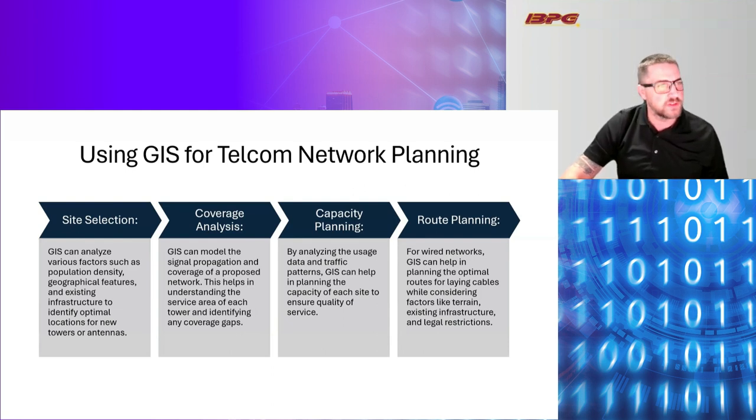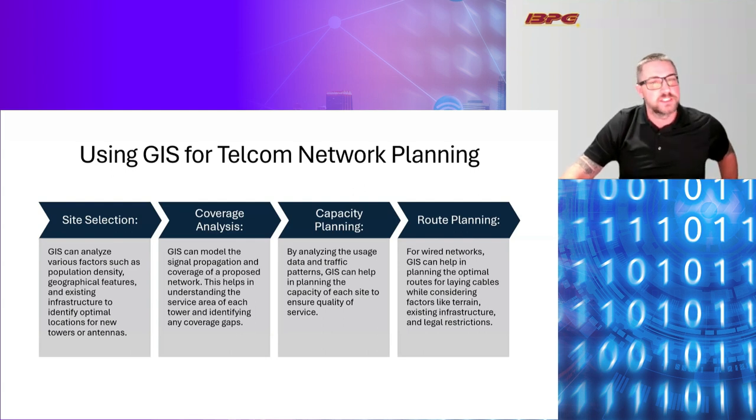We also use it for coverage analysis. GIS can model the signal propagation and coverage of proposed networks. It helps in understanding the service area of each tower and identifying any coverage gaps. And then also with capacity planning. By analyzing the usage data and traffic patterns, GIS can help in planning the capacity of each site to ensure quality of service.